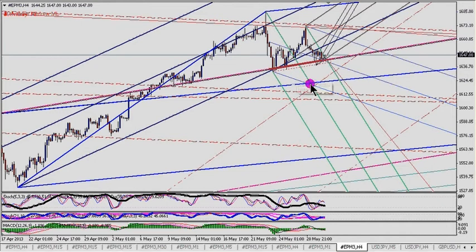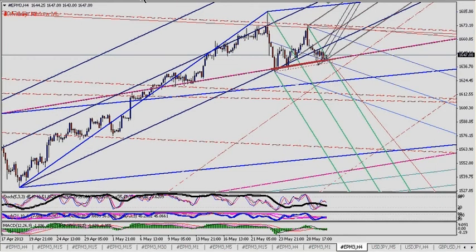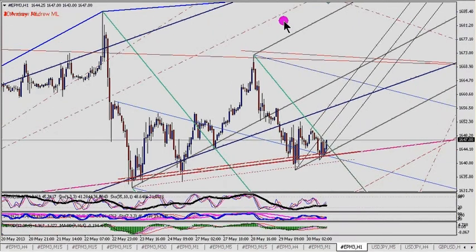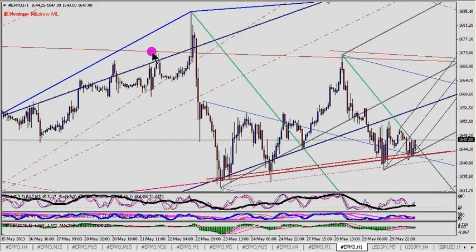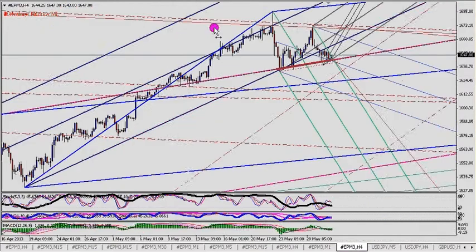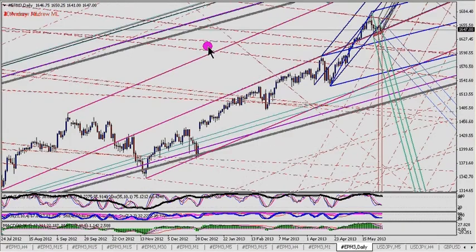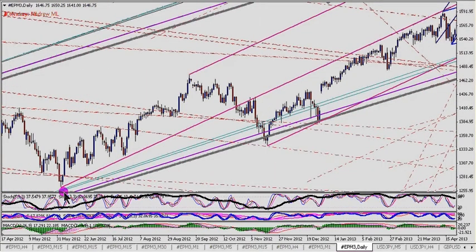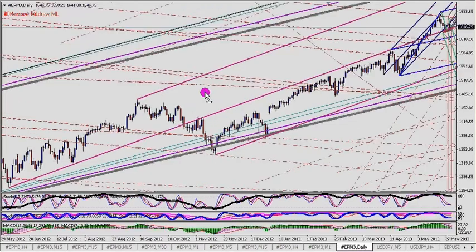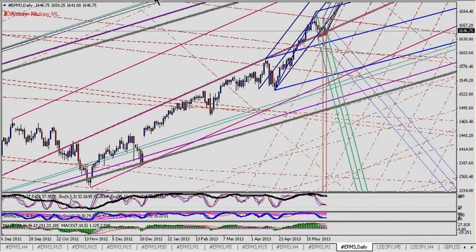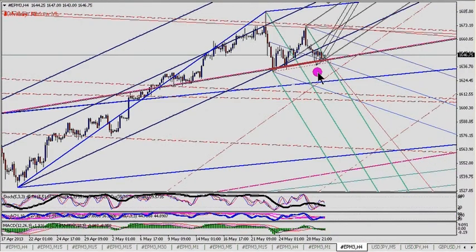Okay, there's the one I just drew over it. And let's just have a look. Here, we went through and fell away. We found support on this median line, which is, if we look, I'll go to the daily again just to show you, this fork here, using this pivot, and this pivot, drawn in this sort of mauve colour, red, mauve. Now, we've been forced down onto this line.